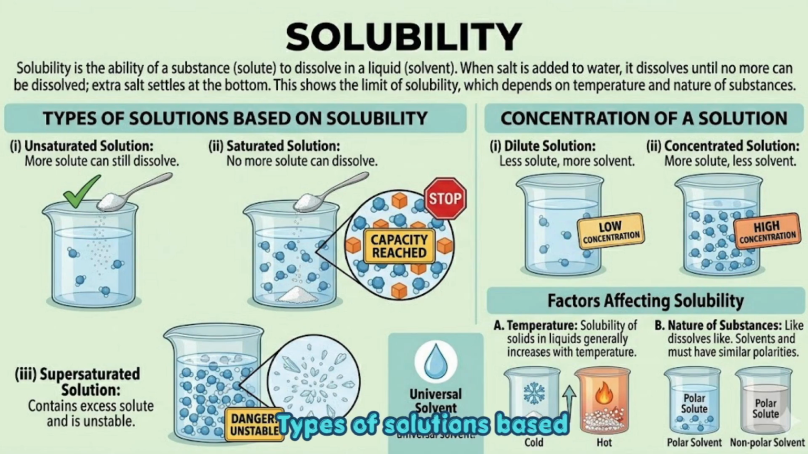Types of solutions based on solubility. Unsaturated solution: more solute can still dissolve. Saturated solution: no more solute can dissolve. Supersaturated solution: contains excess solute and is unstable. Concentration of a solution. Dilute solution: less solute, more solvent. Concentrated solution: more solute, less solvent.